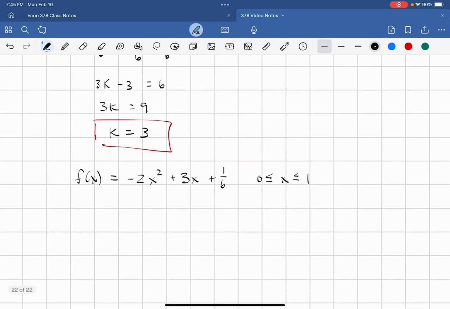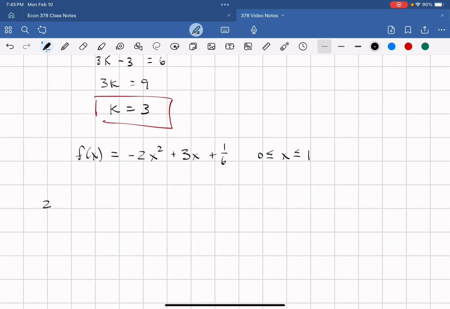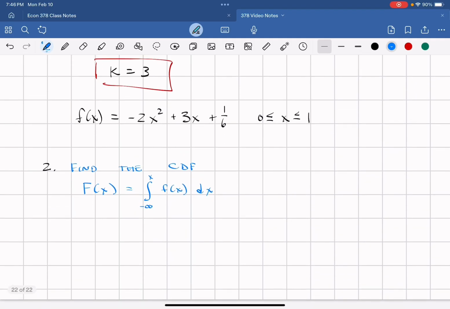Okay, now for part 2, let's find the CDF. And remember, the CDF, big F of x, is equal to the integral from the lower bound, we'll represent by infinity, up to the value of x, of f of x, dx. So finding the CDF, right? And sometimes in the notes, we call this f tilde. There just to let us know it's a different x than the one that's in the integral.